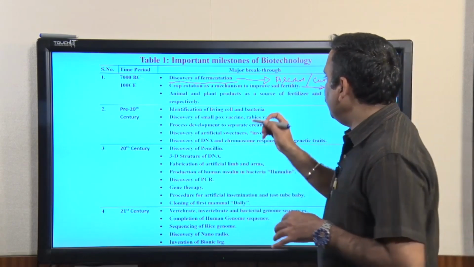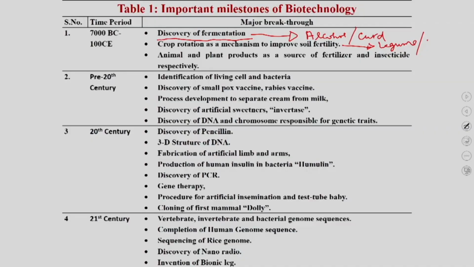Then to improve further the productivity from the land, they started using animal as well as plant products as a source of fertilizers, and this knowledge we are still using for increasing the productivity from these plants.